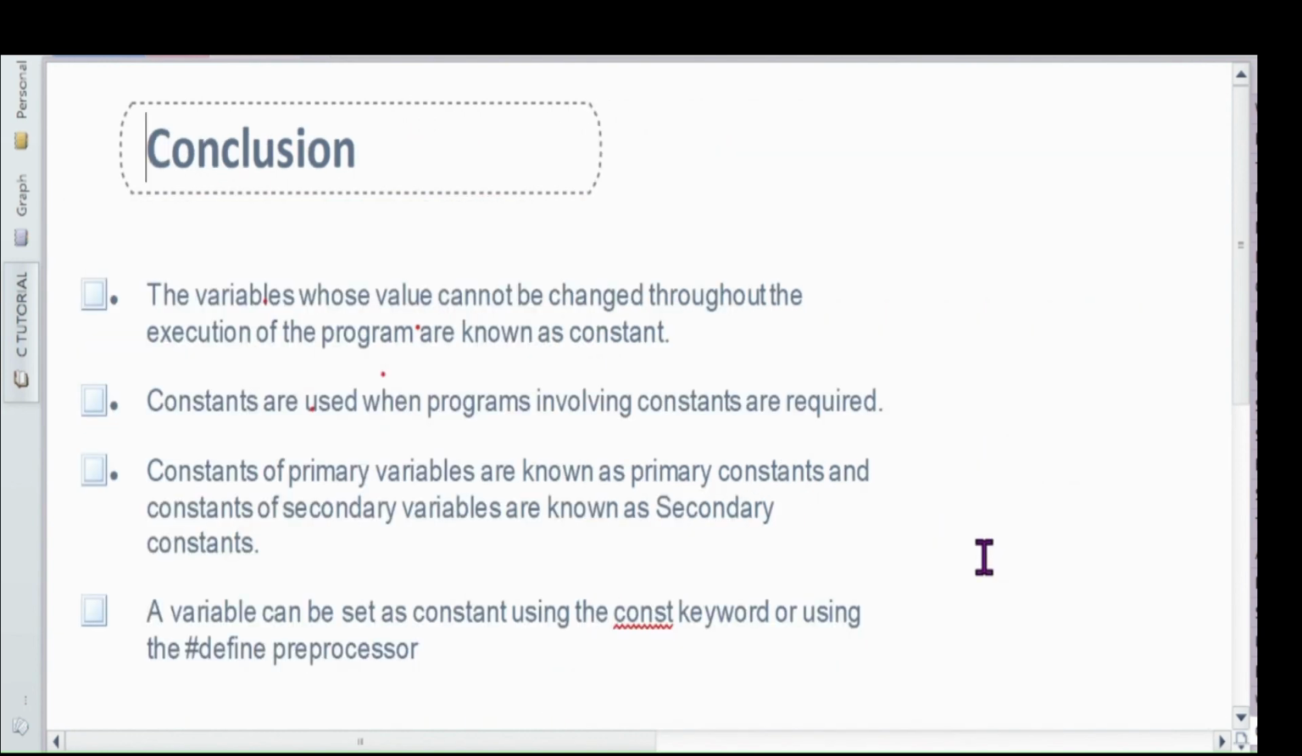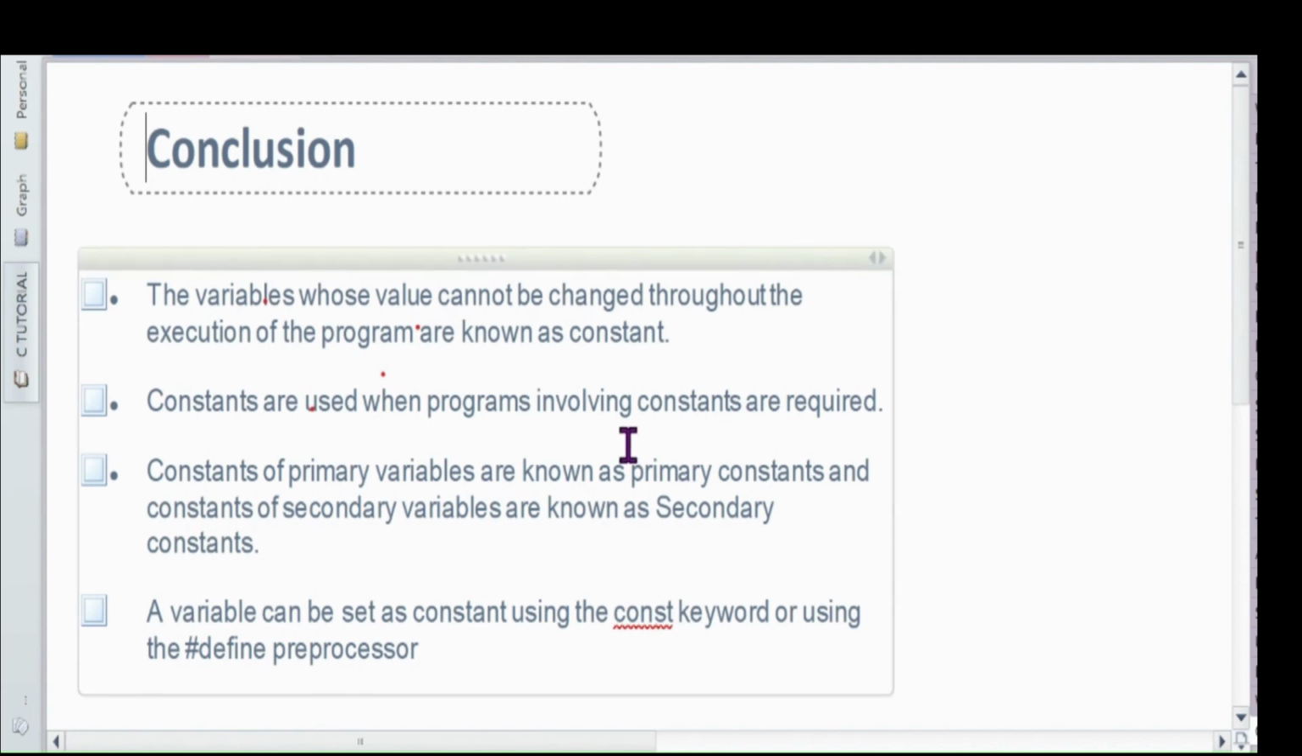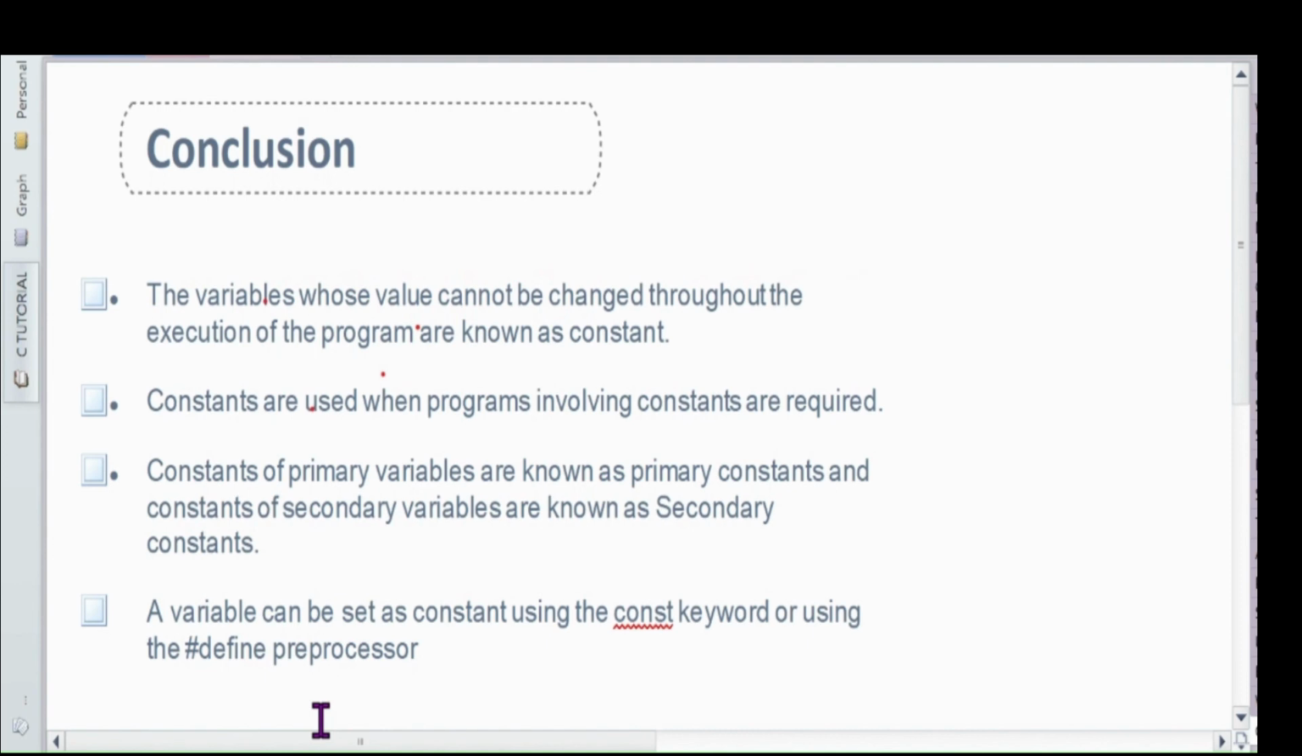So let us conclude now. Constants are variables whose value cannot be changed throughout the execution of the program, and they are used when the program involves constant values. The constants of primary variables are known as primary constants, and the constants of secondary variables or user-defined variables are known as secondary constants. A variable can be set as constant using the const keyword or using the #define preprocessor.